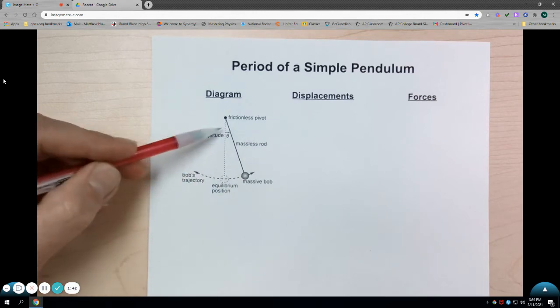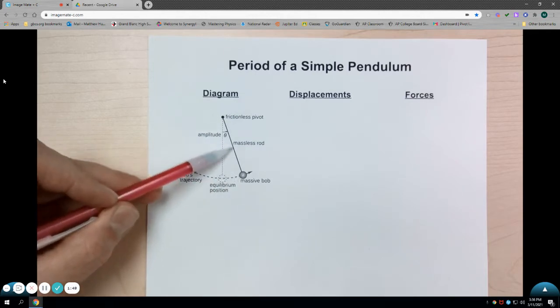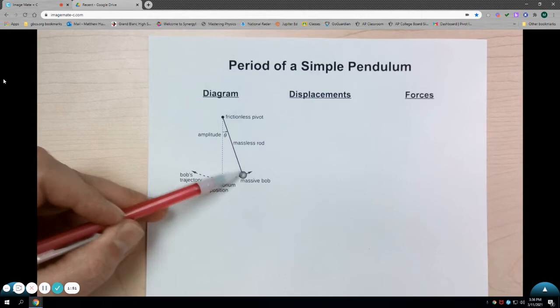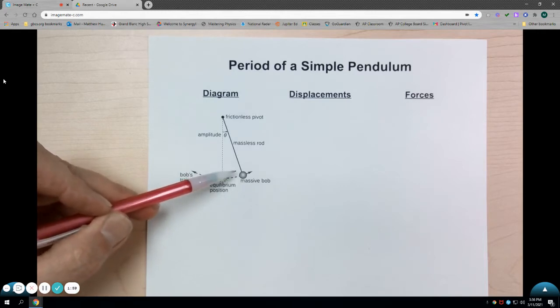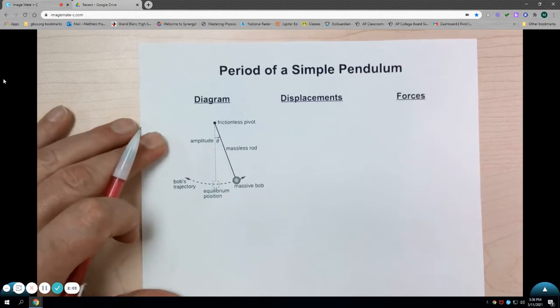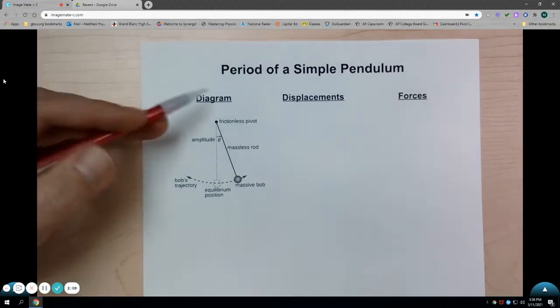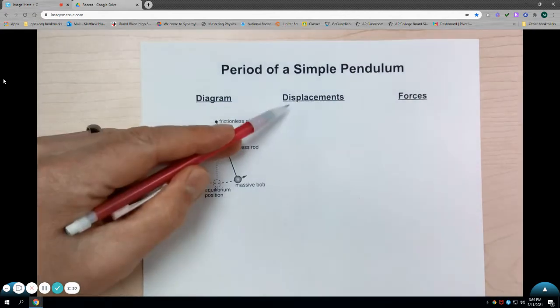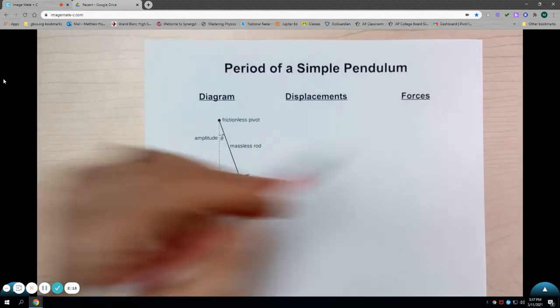This is a nice diagram of a simple pendulum. What makes it simple is the fact that the mass is concentrated into a point at the end of a massless rod or massless string. If the string or the rod had a lot of mass relative to the bob here, then it would cease to be a simple pendulum and it would oscillate differently. So one thing I'm going to need to do in order to derive an expression for the period of a pendulum is to get a diagram showing the displacements and a separate one showing the forces that act on the bob.